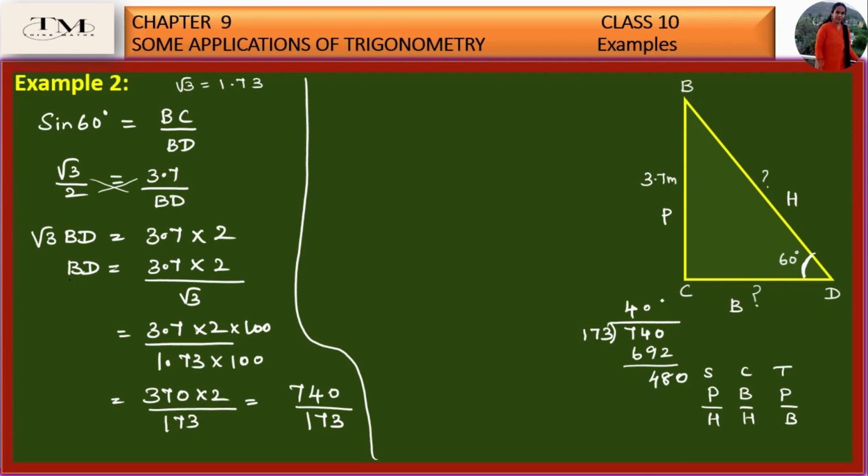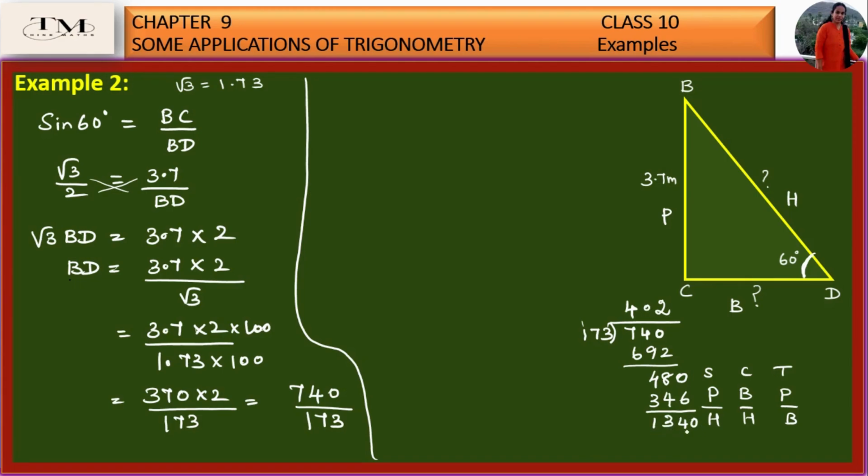So 480, we can take 2. So 2 into 173: 2 3s are 6, 7 2s are 14, balance 1, 1 2s, 2 plus 1 is 3, 346. What is 480 minus 346? It is 134. So we should add 0 because 134 is not divisible by 173. So put 0. Already the decimal is here, so no need to add a decimal.